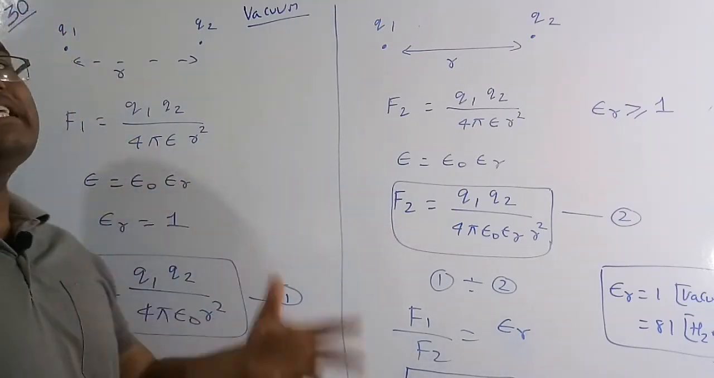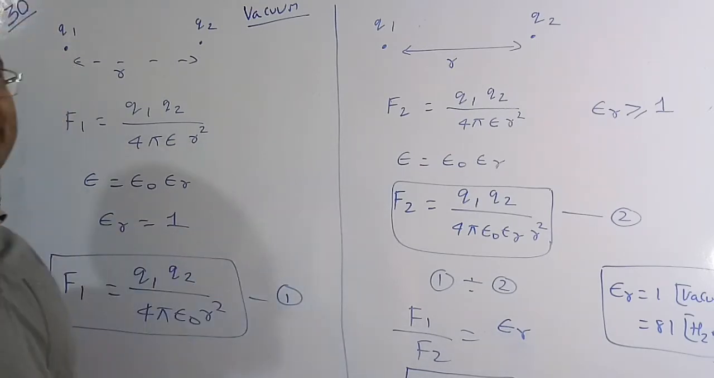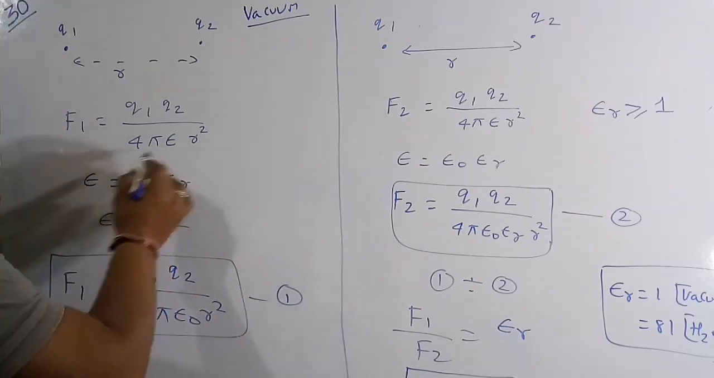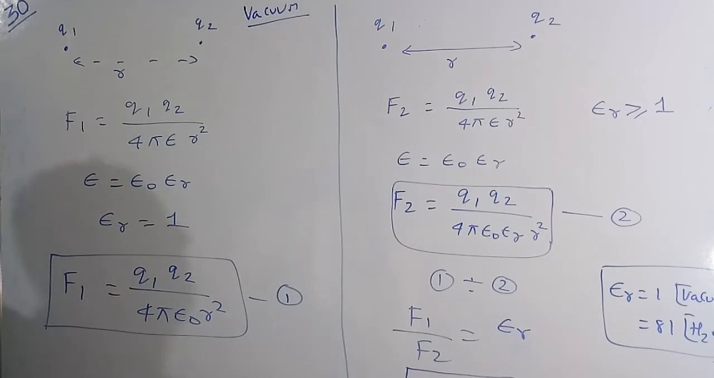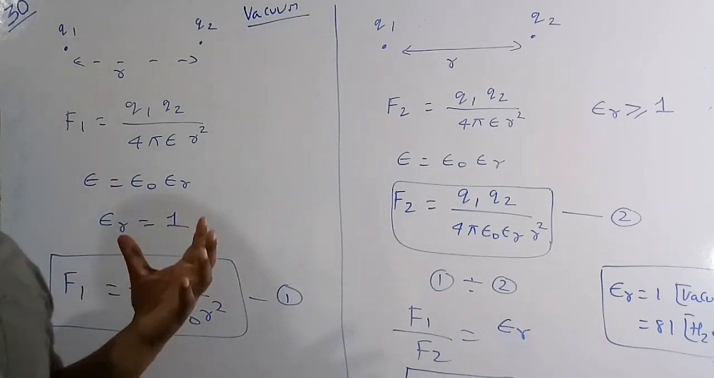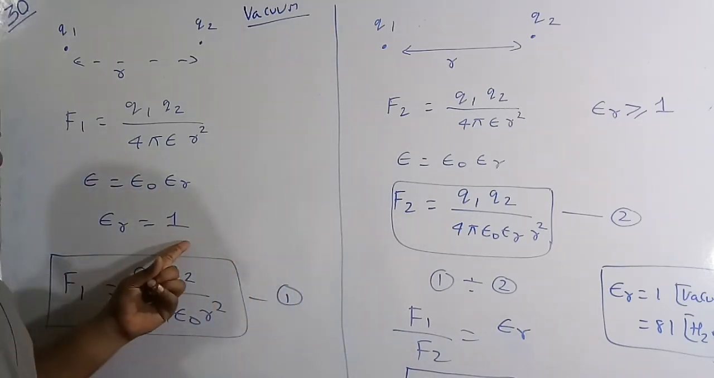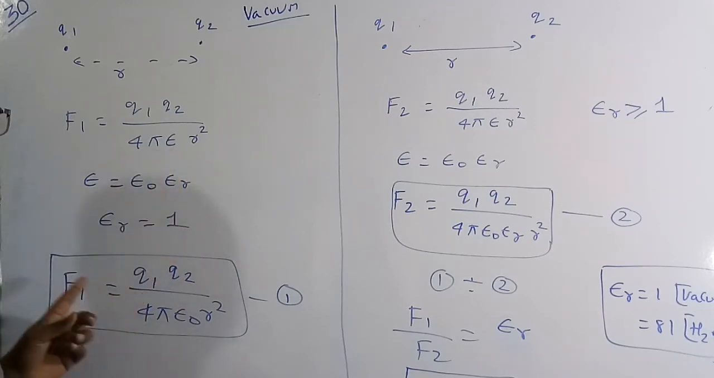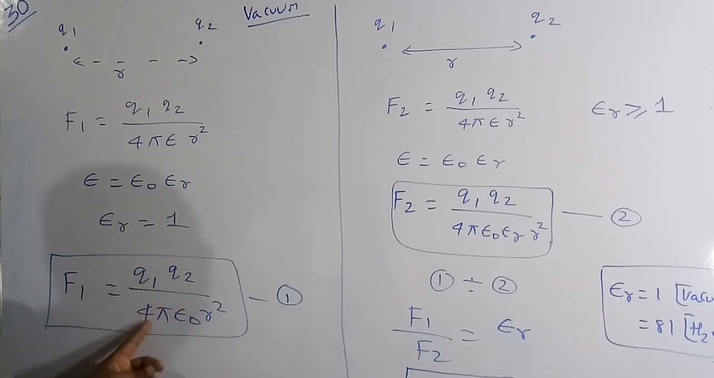As the permittivity increases, we can say the force value will decrease. Therefore permittivity is equal to epsilon naught into epsilon r. For a vacuum, or we can say for air, the epsilon r value is equal to 1. So if you substitute here, we get F1 is equal to q1 q2 by 4 pi epsilon naught r square. This is equation 1.